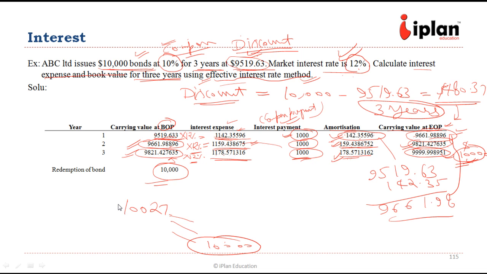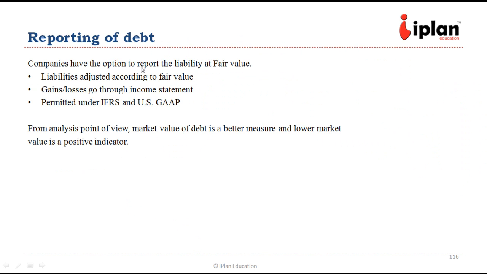Now let us move to the next topic, which is reporting of debt. So the company has the option to report the liability at fair value, since the value of the bond keeps changing. So the liabilities can be adjusted according to the fair value, and if there is a difference, then the gains or losses will go to the income statement. So this process is permitted under both IFRS and US GAAP.